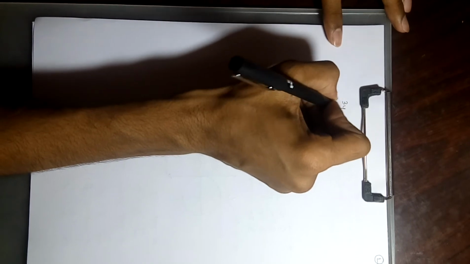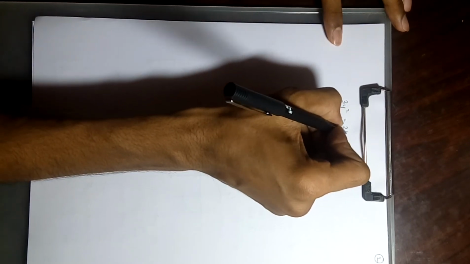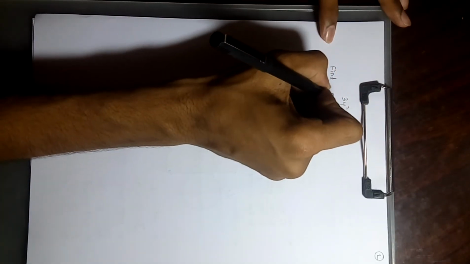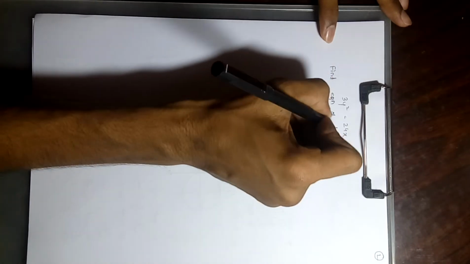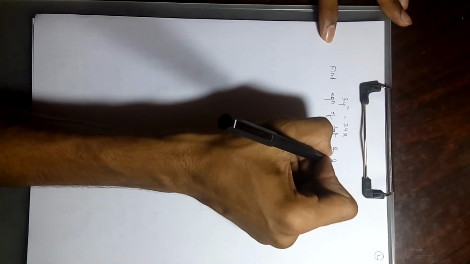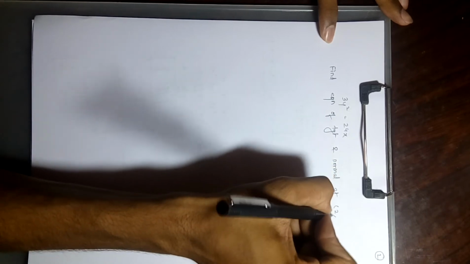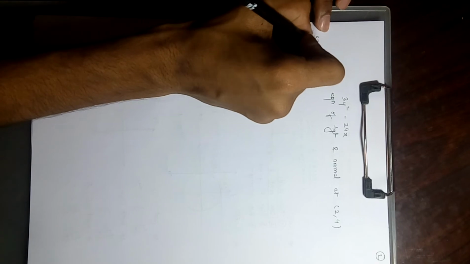This is page 2. This time let us take a parabola, 3y square equals 24x. Alright, so let us find the equation of tangent and normal at the point, say, (2, 4). Okay, so let us go step by step.